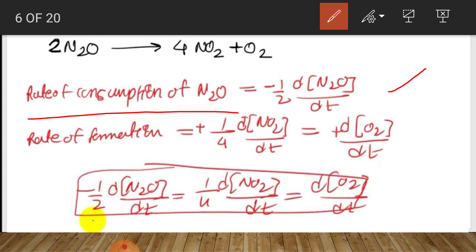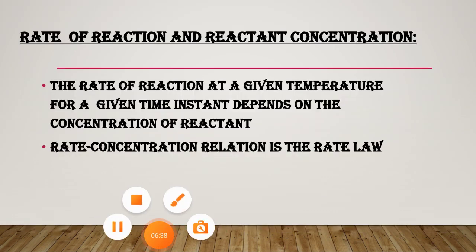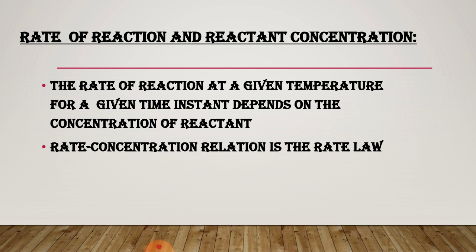So the rate of the reaction is equal to the rate of consumption of N2O, which is equal to the rate of formation of NO2, which is equal to the rate of formation of O2. This is your answer for the expression 2N2O gives 4NO2 plus O2. We are moving further towards rate of reactions and reactant concentration.